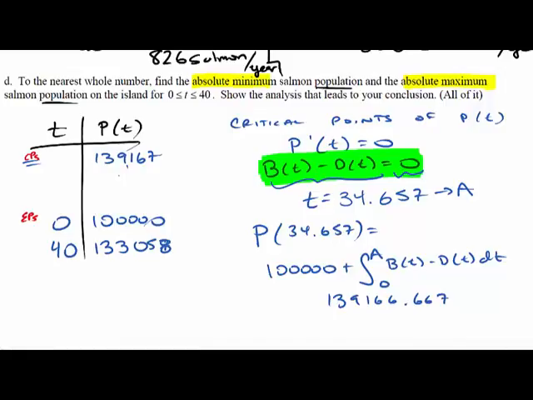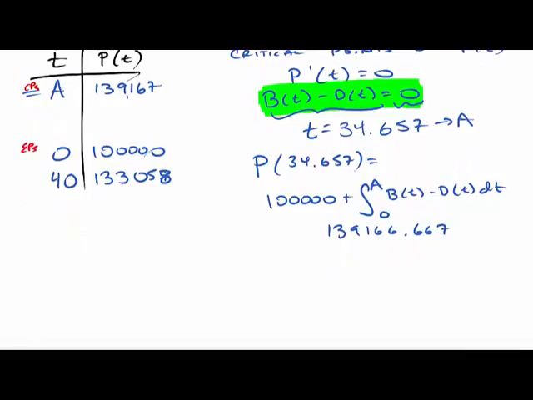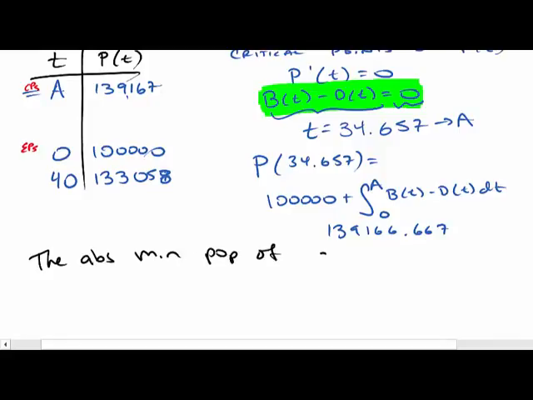All the analysis is right here. It's clear to me what I was doing. I have my critical points, I have my endpoints, and I should also have the value of A right here. So write a sentence to finish my thoughts. My thoughts will say something like this. The absolute minimum population of salmon is 100,000, because that's what they're wanting. They want the population itself. At t equals 0.